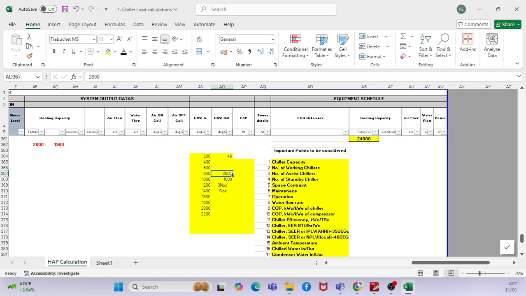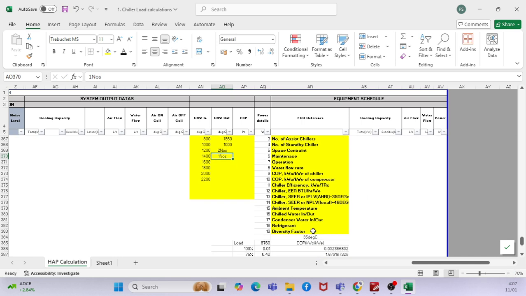So say for example, I have 1960. Okay, so what I will do, I will go with only 2 chillers instead of 3 chillers. So here I am saving the cost, right? Understood. So this is the diversity here. I think we also discussed that the other day.